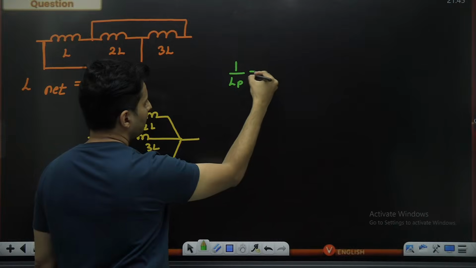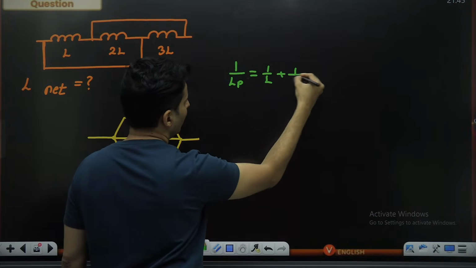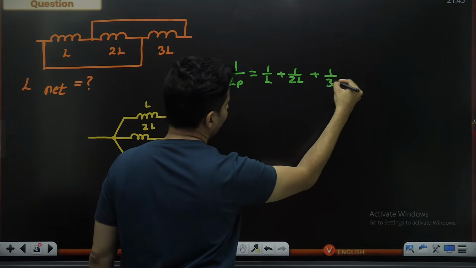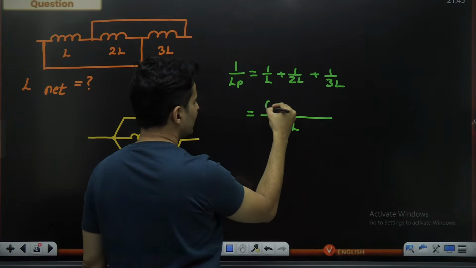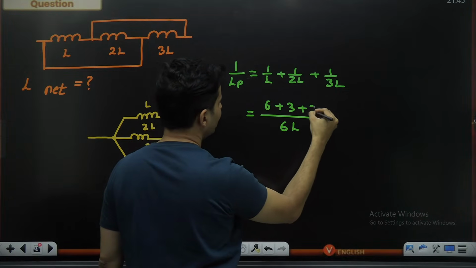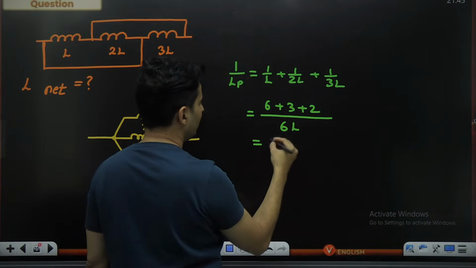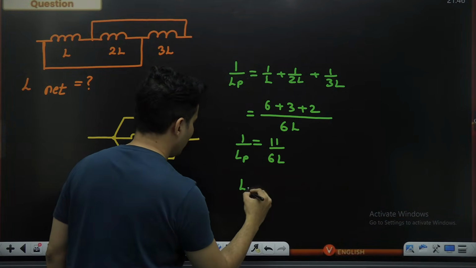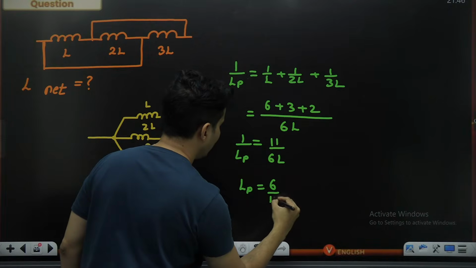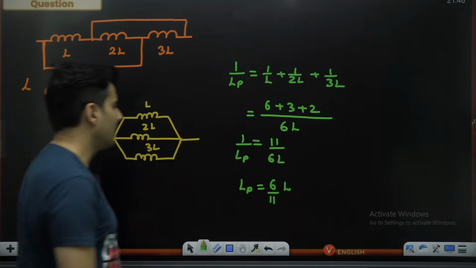They are in parallel. So it will be 1 by L plus 1 by 2L plus 1 by 3L. So LCM is basically 6L. So 6 plus 3 plus 2. 6 plus 3, 9. 9 plus 2 is 11. So 11 by 6L. That is 1 by LP. So LP will be 6 by 11 times of L. So that is the answer.